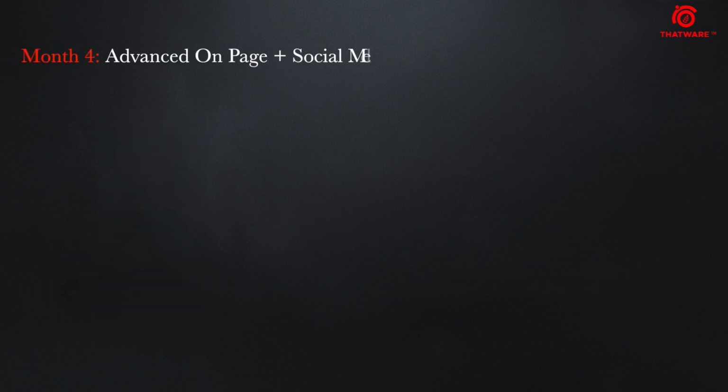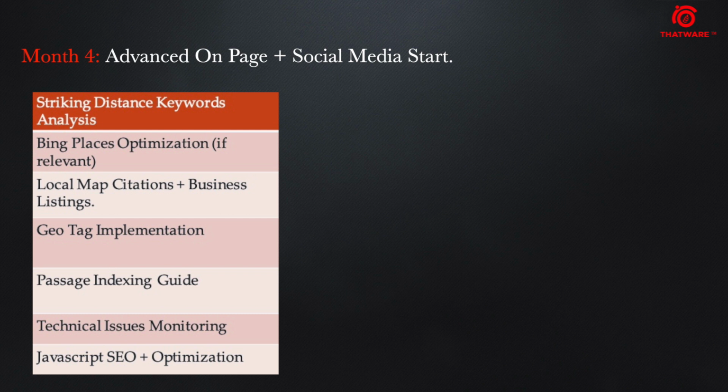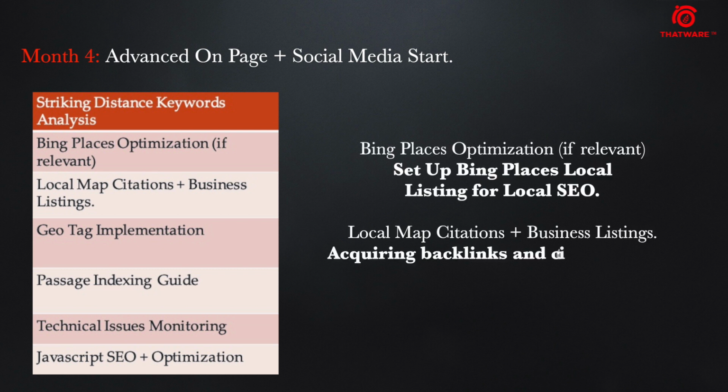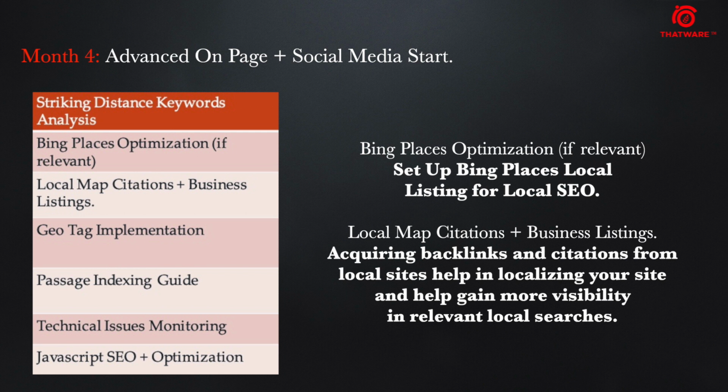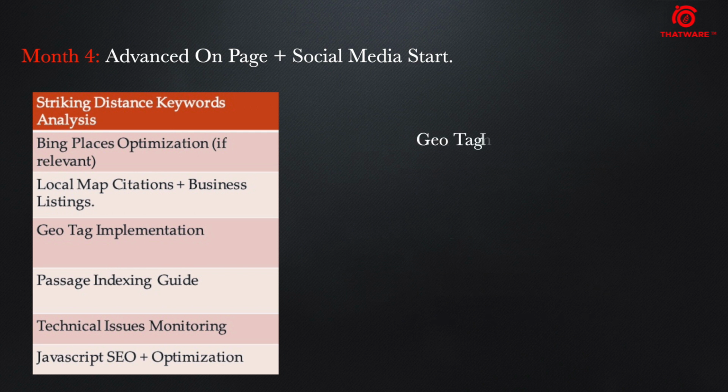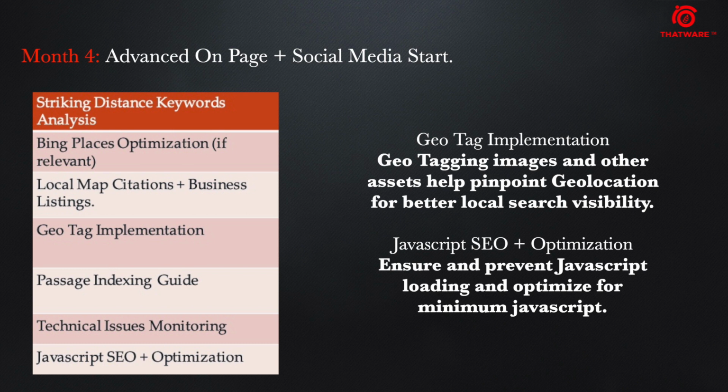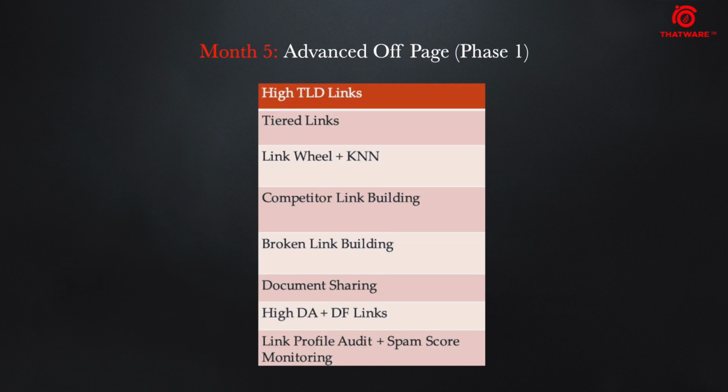Over the next few months, 4, 5 and 6, these are mostly on backlinking, so you just need to be on top of your backlinking. A few extra things you need to keep in mind are Bing Places optimization, which is very important, local map and business citations, and geotag implementation. Make sure that your JavaScript is optimized, and when doing the backlinking, always monitor the spam score and the link profile of the backlinks which you are building. Competitor or broken backlinking should be one of your good strategies to go for.